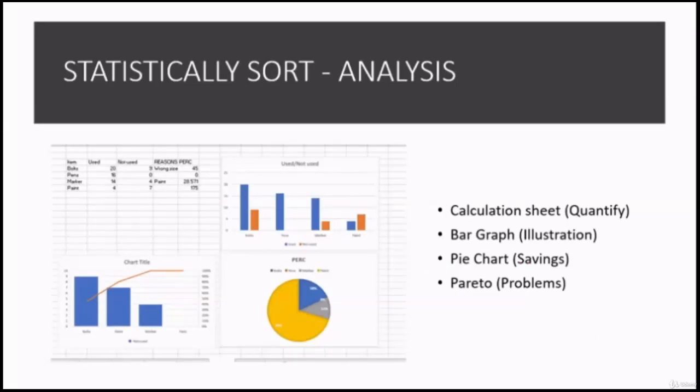Remember, sorting statistically is just an analysis, so we can create a calculation sheet where we can quantify our monthly data. We can illustrate this through a bar graph. We can see our savings that we can recoup through a pie chart, and we can see the main cause of our problems through our Pareto analysis.